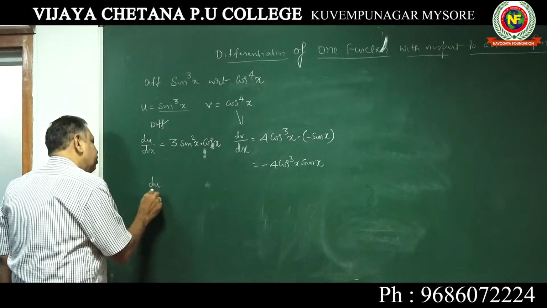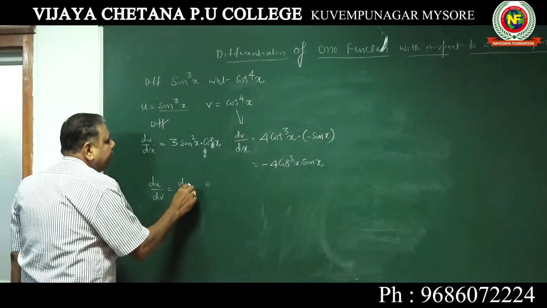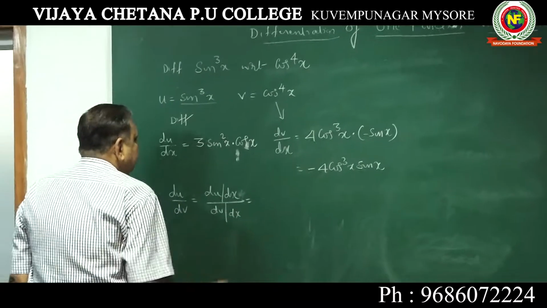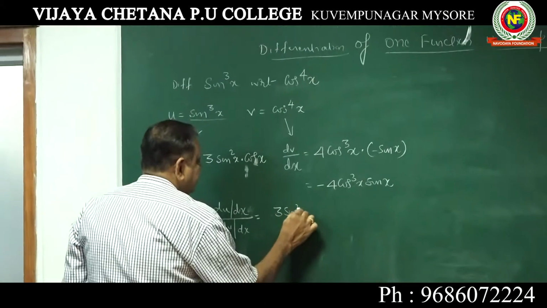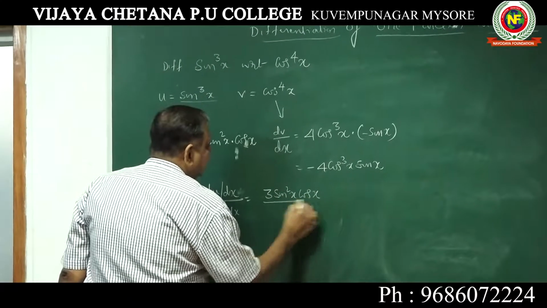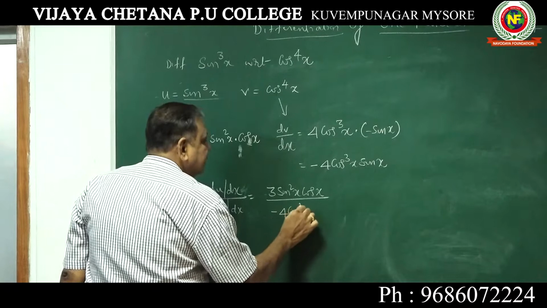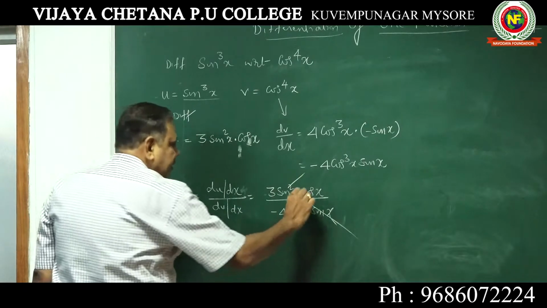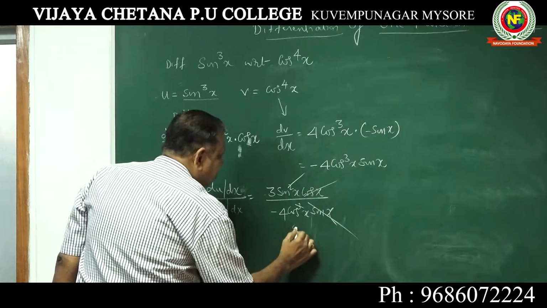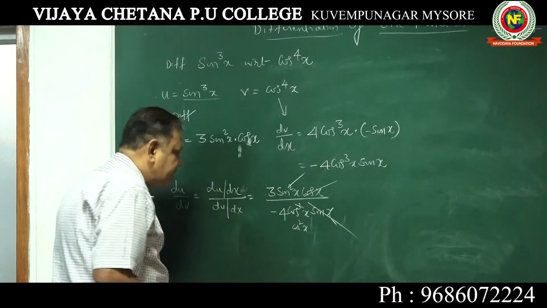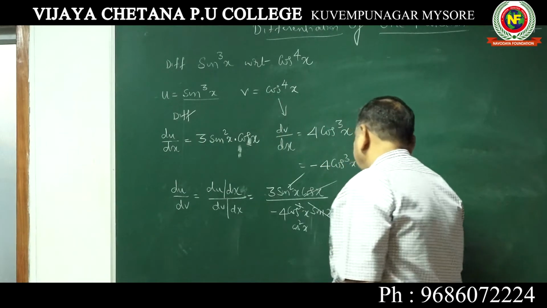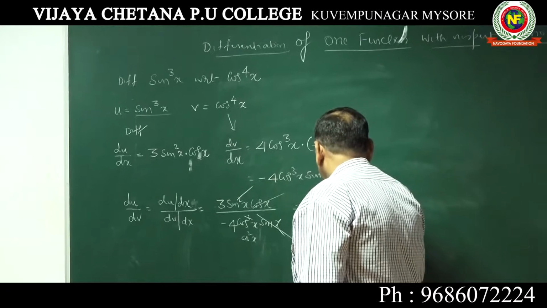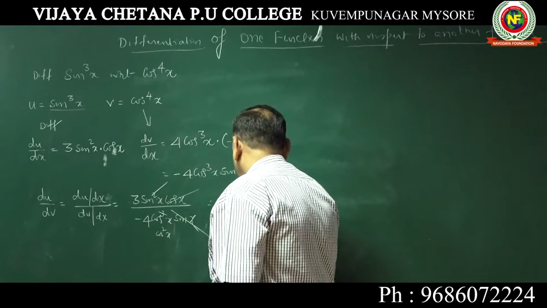Now we have to find du by dv, which is du by dx divided by dv by dx. That is 3 sin square x cos x divided by minus 4 cos cube x sin x. One sin x cancels, and one cos x cancels, leaving cos square x. When you cancel, the answer is minus 3 by 4. You can keep minus 3 by 4, or minus 3 sin x by 4 cos square x.